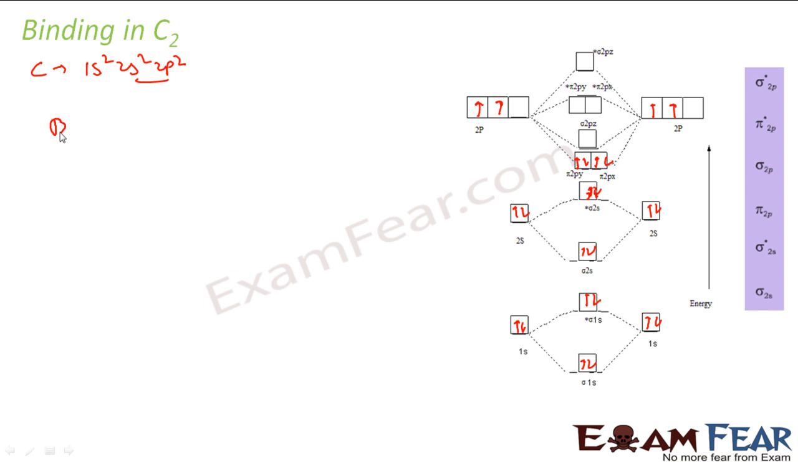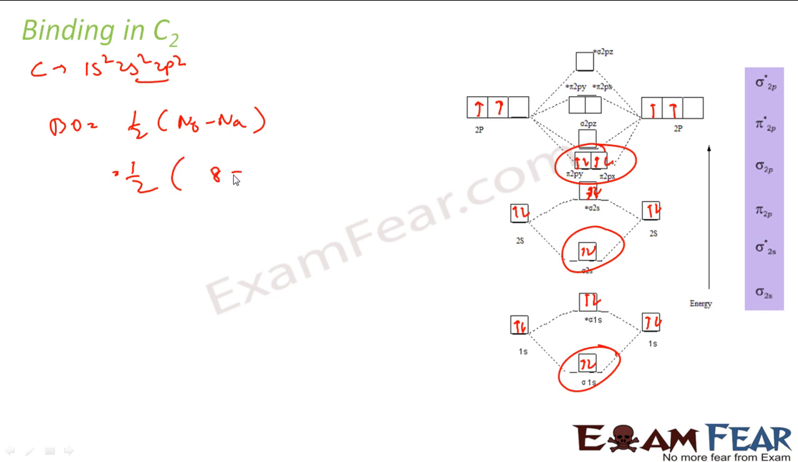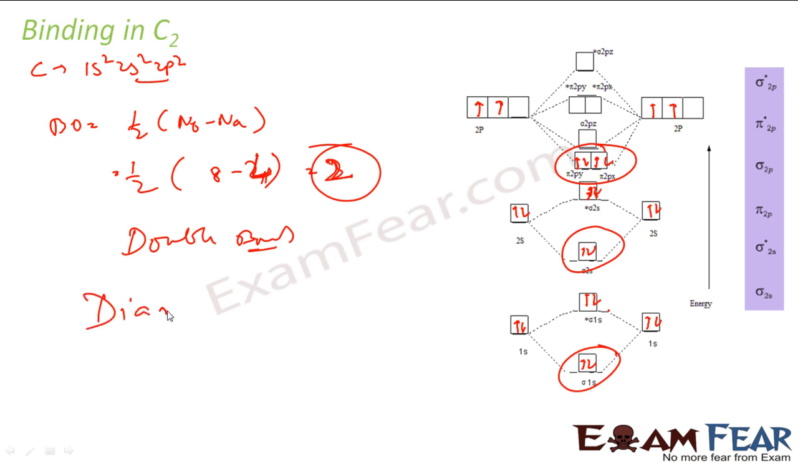Correct. So let's find the bond order. 1/2 into bonding minus antibonding. How many bonding? This is bonding, this is bonding, and this is bonding. 2, 4, 8. 8 minus antibonding is 2. With this, 3. Correct? So that means it is a carbon-carbon triple bond. So there is a mistake here. 2 and 2, 4. It is 4 here. So 8 minus 4 by 2, it is 2. That is a double bond. Also, it is stable because it is greater than 0. And there are no unpaired electrons, so it is diamagnetic.